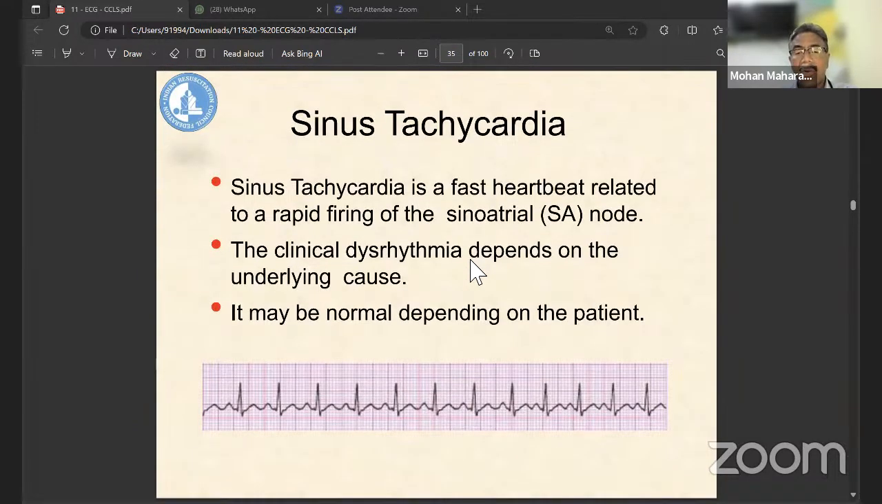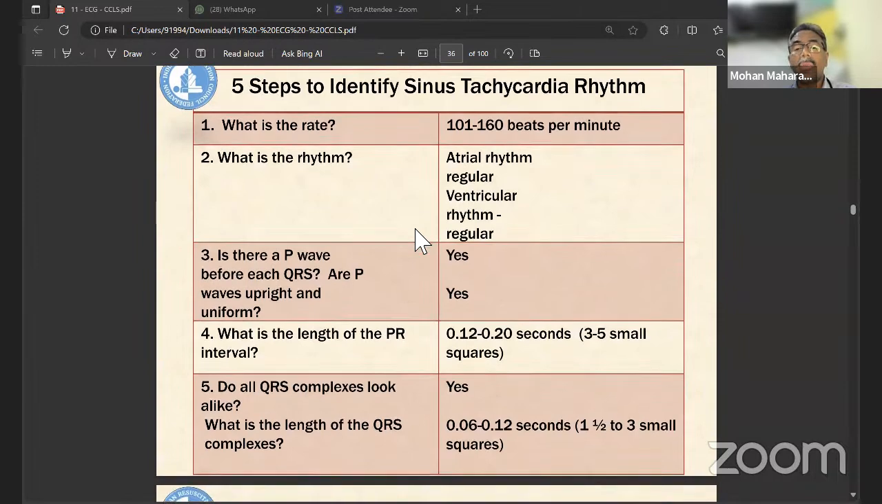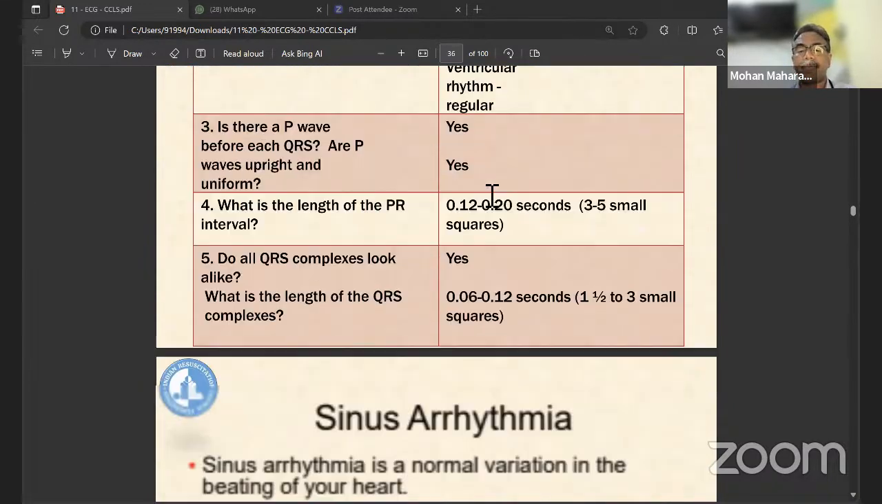Now, tachycardia. Again, look at it. Same thing, the rate is increased. What are the things here again? Please look at it. Normally, up to 150 you can consider. As per our ACLS it is 101 to 160 beats per minute. And again here, the rhythm is regular. Yes, yes. PR interval 0.1 to 0.2 seconds. No difference. And again, the complexes look alike. Yes, same length, same. So there's no difference there, whether it is sinus tachycardia or bradycardia. Only the rate is different.